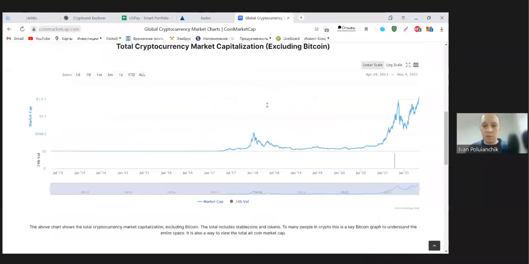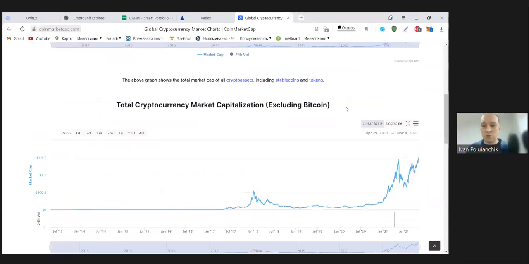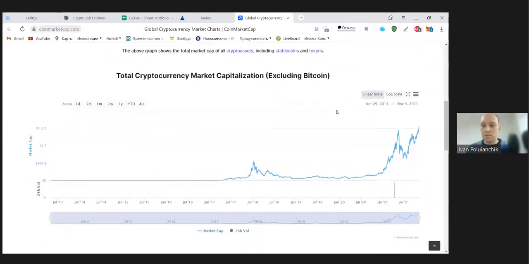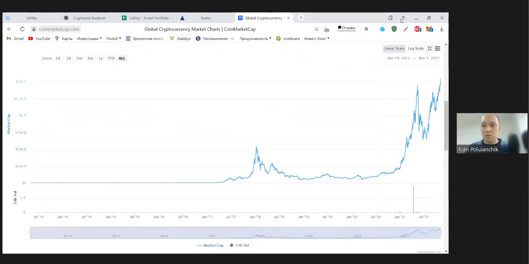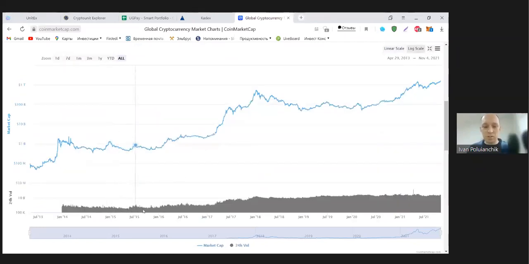Let's move on. Another interesting chart is market changes without Bitcoin. So total cryptocurrency market capitalization excluding Bitcoin. And we again see the growth in other cryptocurrencies. And here, this gray section is the volume of trading over 24 hours, which means that more and more money is fed into this market, and the turnover gets higher.